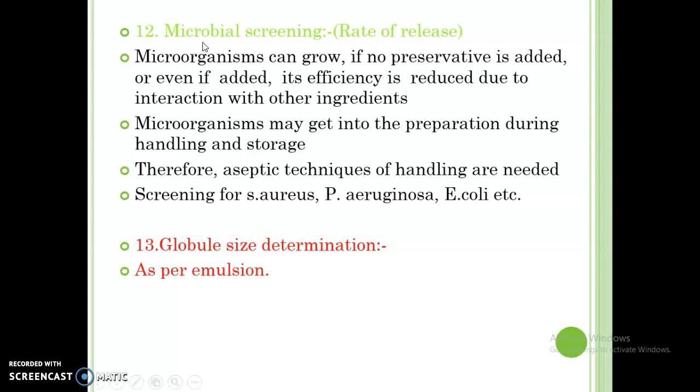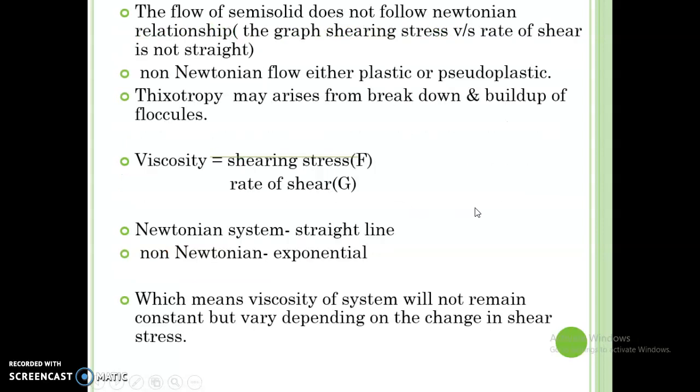The next evaluation parameter is microbial screening. Microorganisms can grow if no preservative is added, or even if added, its efficacy is reduced due to interaction with other ingredients. So microorganisms may get into the preparation during handling, and this is one of the chances. Therefore, aseptic techniques of handling are needed, and we have to carry out the screening of Staphylococcus aureus, Pseudomonas aeruginosa, and E. coli. Right? Why?